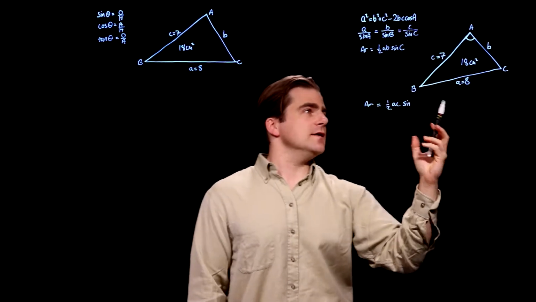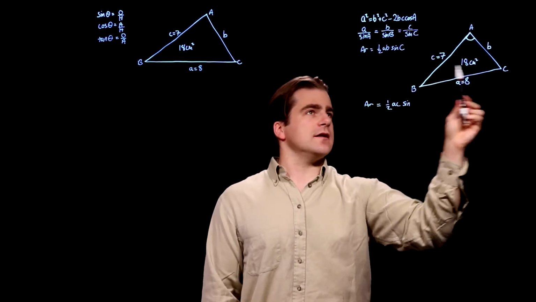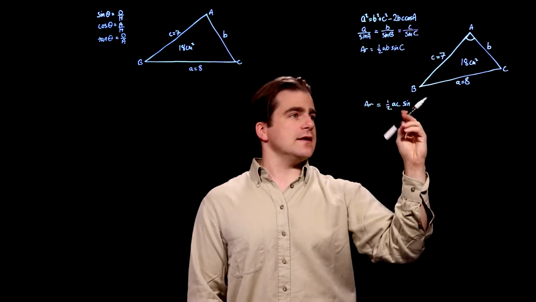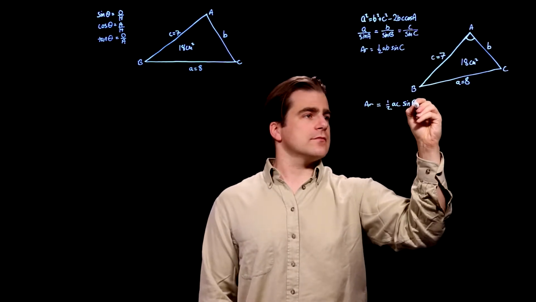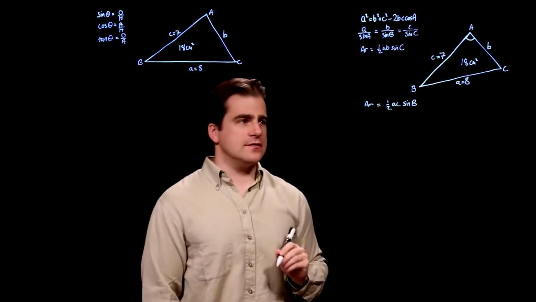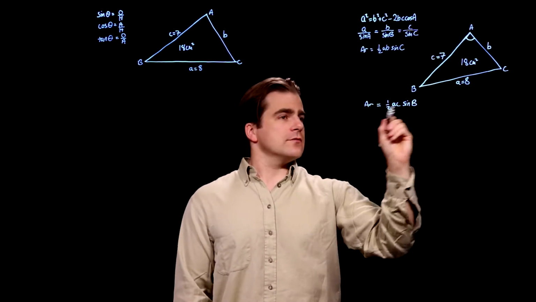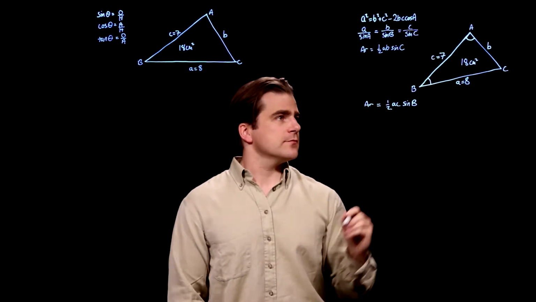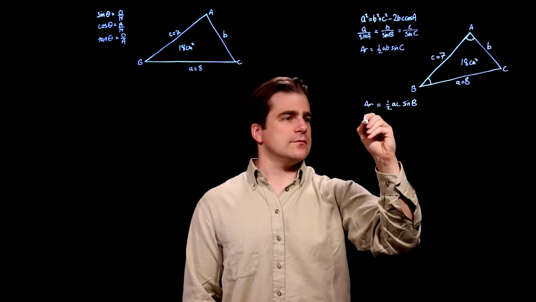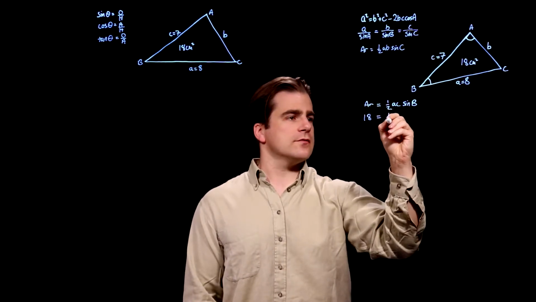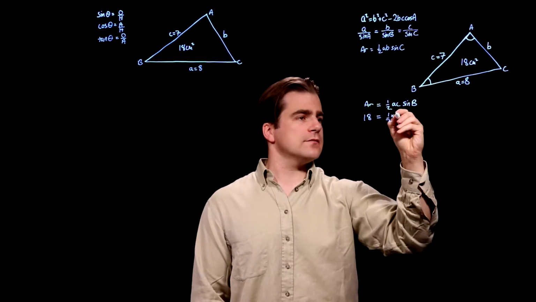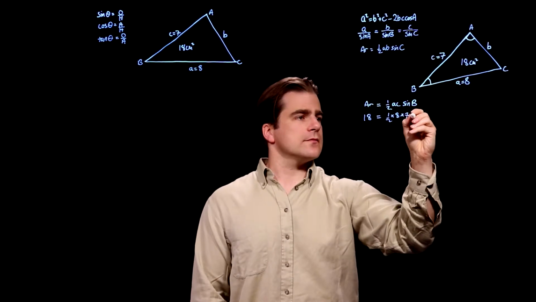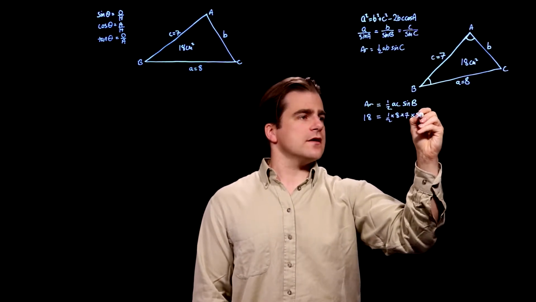Now AB sine C, you can think of this as two sides and the angle between them. So AC and the angle between them is B. Right, we can work with this. So we know the area, we know A, we know C, so we work out B, that angle there. Okay, put in the numbers. Area is 18. Half times A is 8 times C is 7 times sine B.